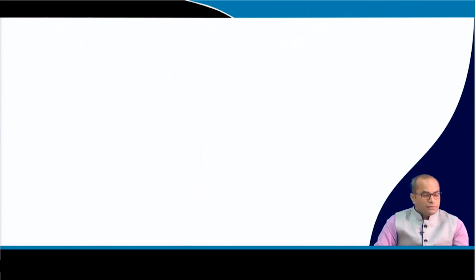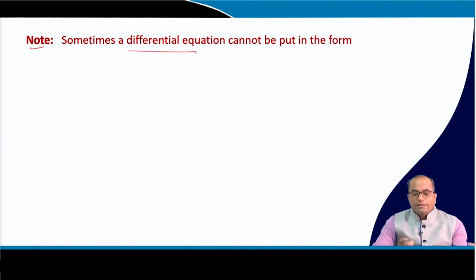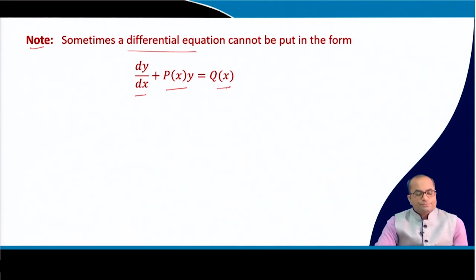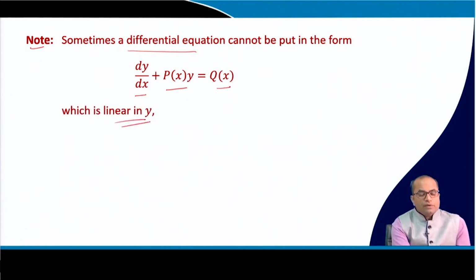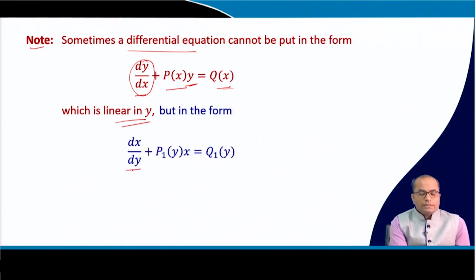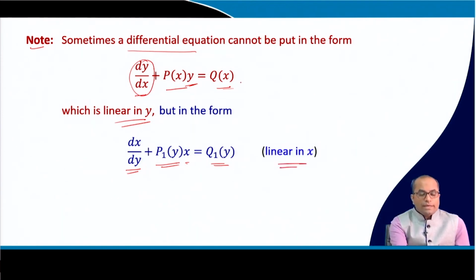Well, now sometimes a differential equation cannot be written in the form dy/dx plus p y is equal to q(x), which is linear in y. We have dy over dx, then we have the y term, and we have that function of x. But it can also be written like dx over dy plus p1(y) x equal to q1(y). So, we have to see whether the equation is linear in x or linear in y.